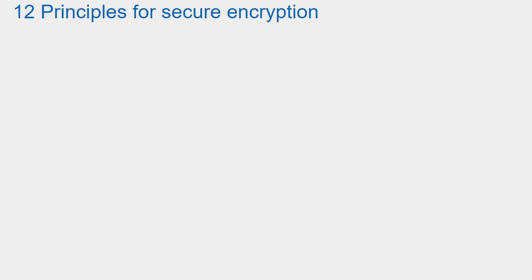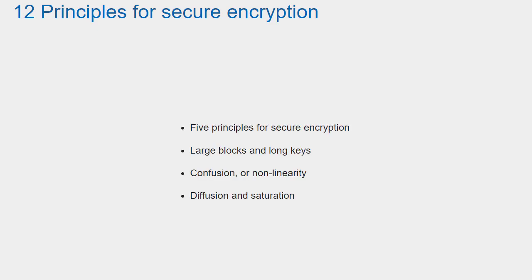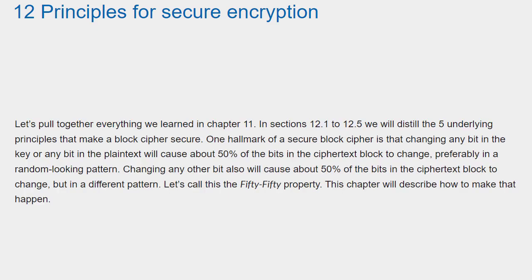Chapter 12. Principles for Secure Encryption. This chapter covers 5 principles for secure encryption: large blocks and long keys, confusion or nonlinearity, diffusion and saturation. Let's pull together everything we learned in Chapter 11.